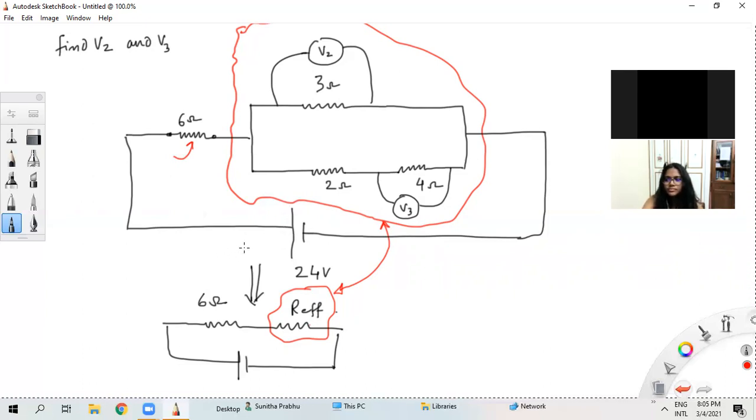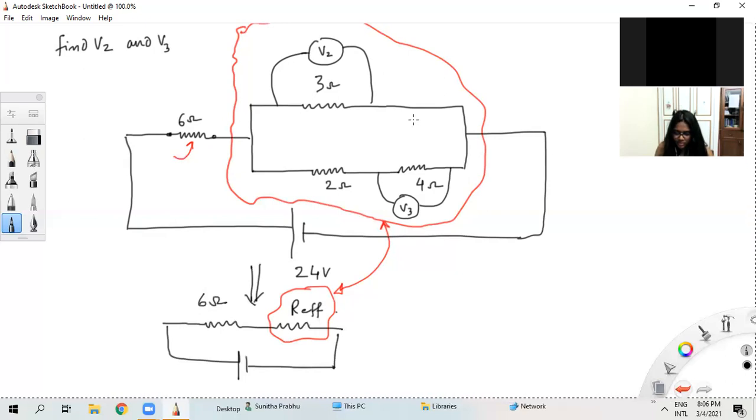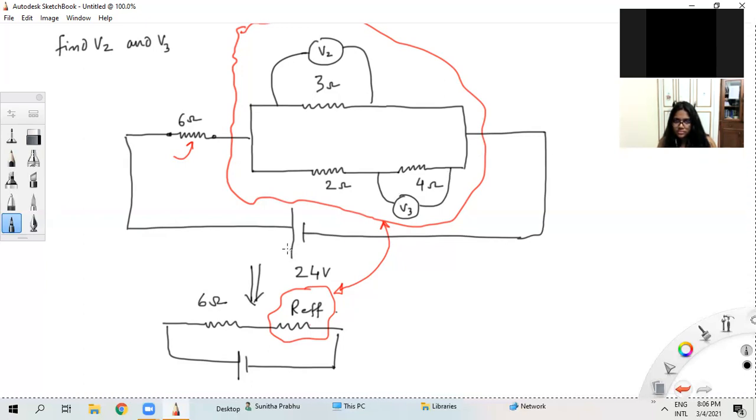Okay, so what are you supposed to find? You're supposed to find V2 and V3. How would you approach it? Take it slow. No need for you to give a big bang answer. One by one, let's work together. So to find V3, you need to do 2 ohms plus 4 ohms. Take it slow. Because now you know that this is 24 volt.